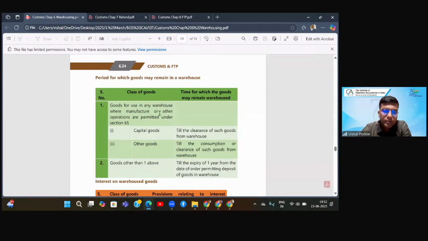This is the first time I am hearing about the manufacturing facility, that they are giving such a special facility under Section 65. Yes. Okay, thank you, sir, for this. Okay, fine.